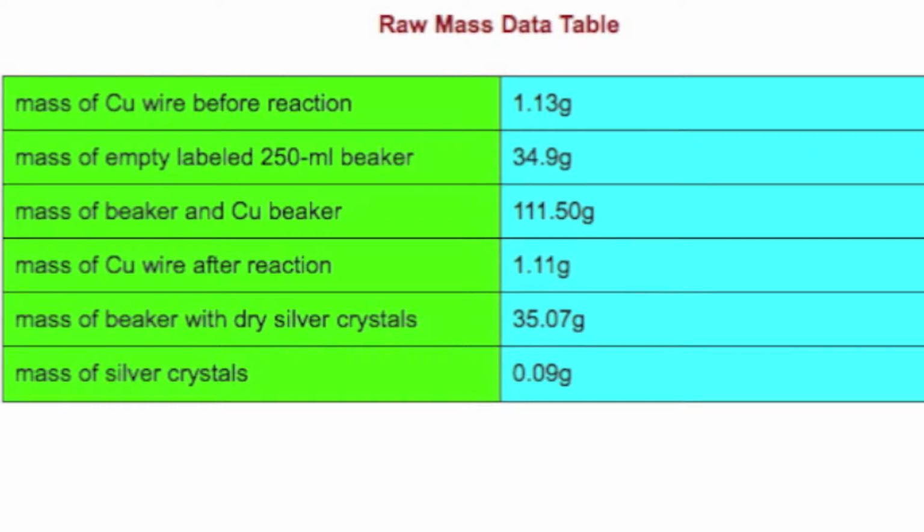This is the raw mass data table. The mass of the copper wire before the reaction was 1.13 grams. The mass of the empty labeled 250 milliliter beaker was 34.9 grams. The mass of the beaker and the copper wire was 111.50 grams. The mass of the copper wire after the reaction was 1.11 grams, and the mass of the beaker with dry silver crystals was 35.07 grams, and the mass of silver crystals was 0.09 grams.